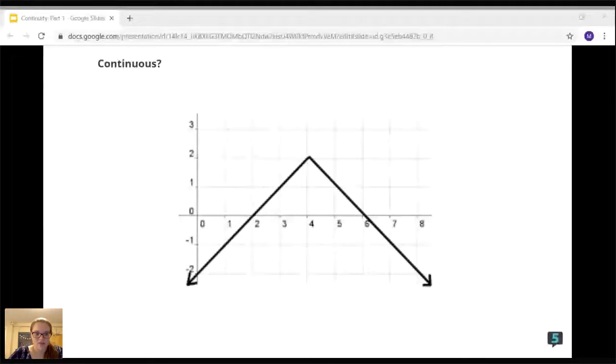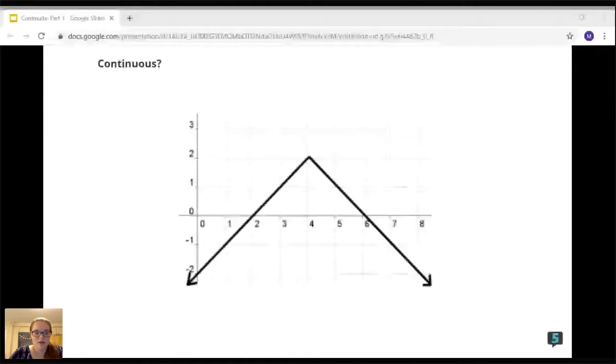Is this graph continuous? Awesome. Yes, I'm seeing lots of yeses, and you are right. This graph is continuous. It does have a weird place where we are kind of at a corner. What kind of graph has a corner? What types of functions do you know about that this might be? Absolute value. Awesome. Great job.